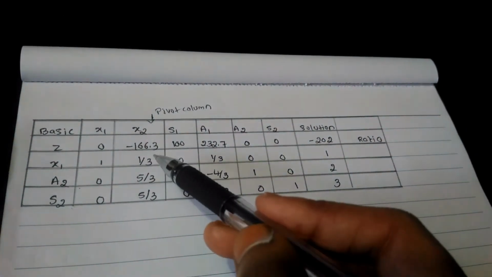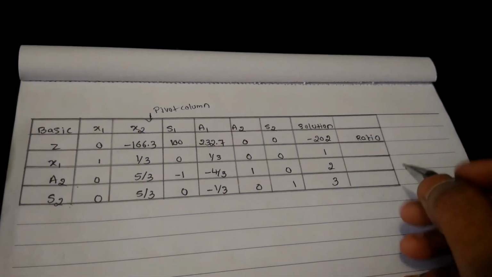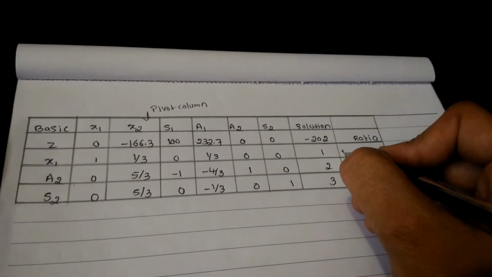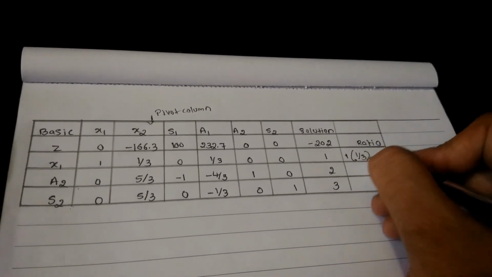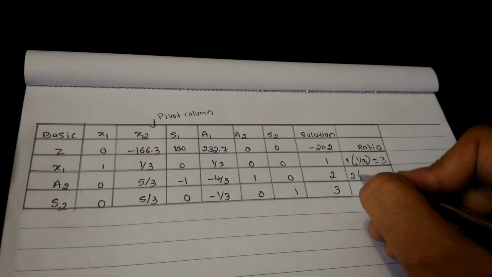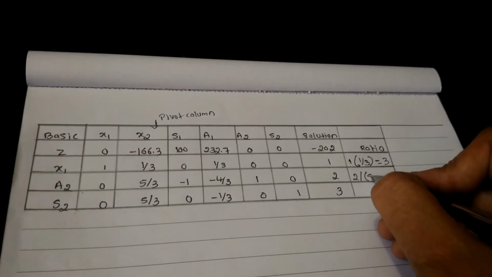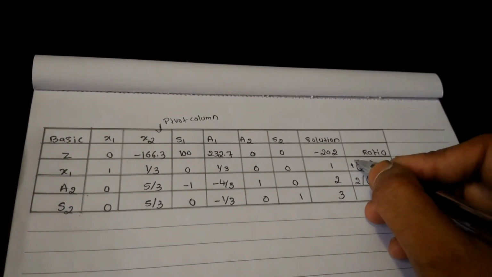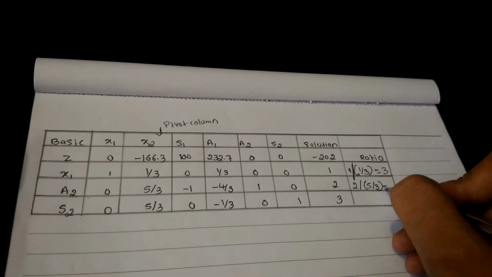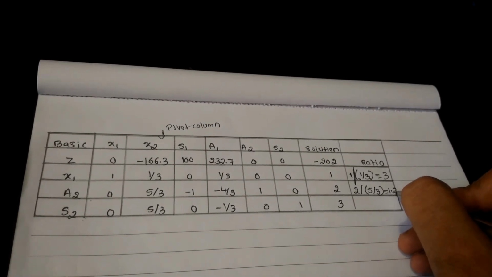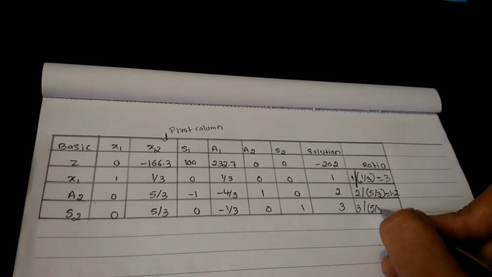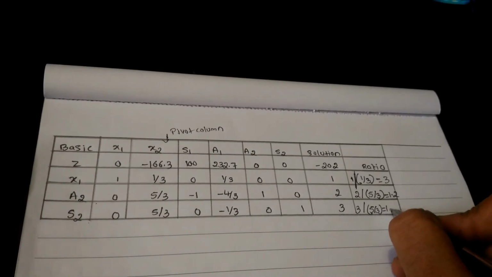Now try to divide all these values by the solution and find out the minimum ratio, except for the index row. For the new X1 row, the ratio would be 1 divided by 1 divided by 3, which equals 3. For the new A2 row, 1 divided by 5 divided by 3 is equal to 3, and 2 divided by 5 divided by 3 is equal to 1.2, and 3 divided by 5 divided by 3 would be equal to 1.8.